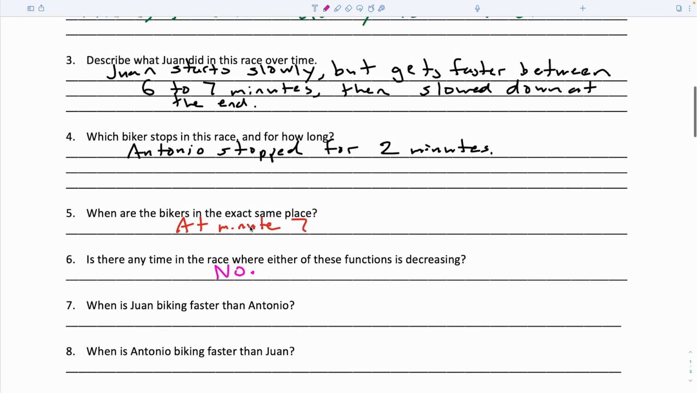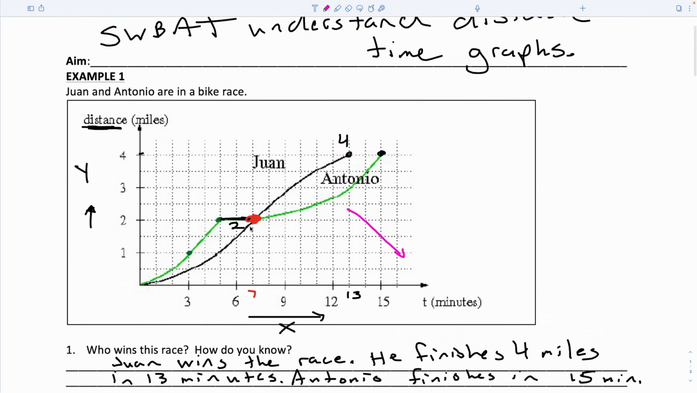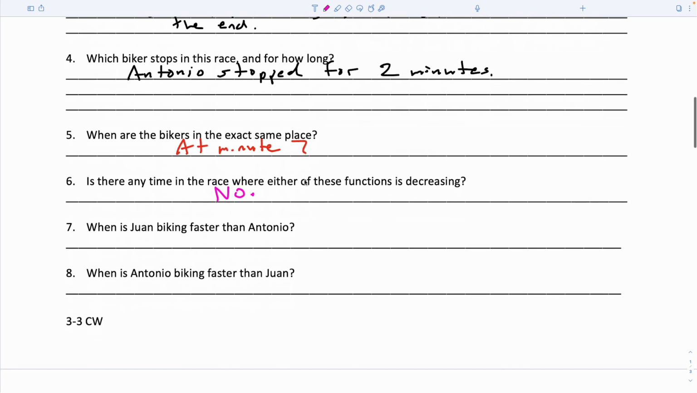When is Juan biking faster than Antonio? We're going to look for the part that's steeper than Antonio, and he's biking faster at about the 6 to about the like 9 or 10 minute mark. So between 6 to 10 minutes.